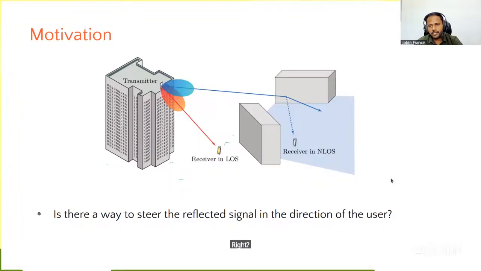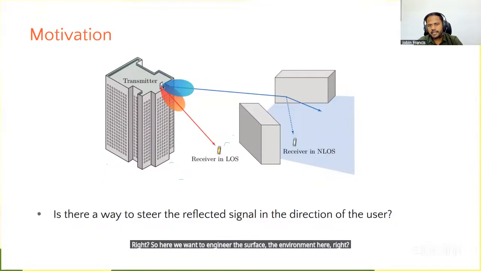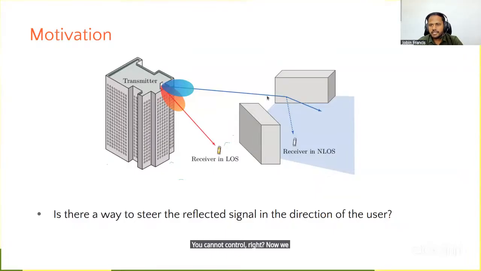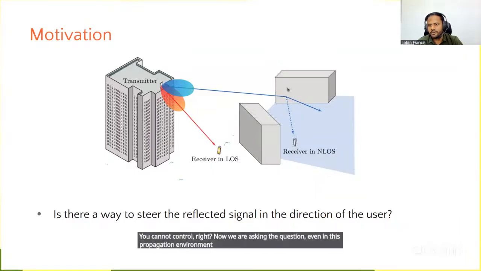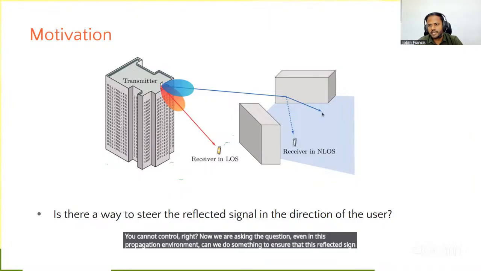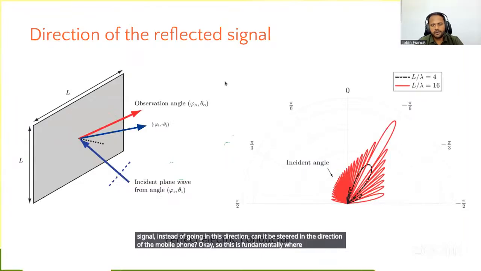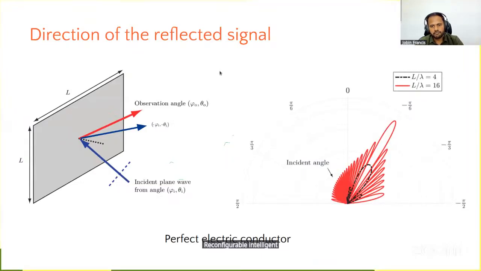So here we want to engineer the surface, the environment here. Till now, all our communication problems have been about the transmitter, what does it do? The receiver, what does it do? The propagation environment is largely thought of as something that you cannot control. Now we are asking the question, even in this propagation environment, can we do something to ensure that this reflected signal, instead of going in this direction, can be steered in the direction of the mobile phone? Okay. So this is fundamentally where reconfigurable intelligent surfaces come in.